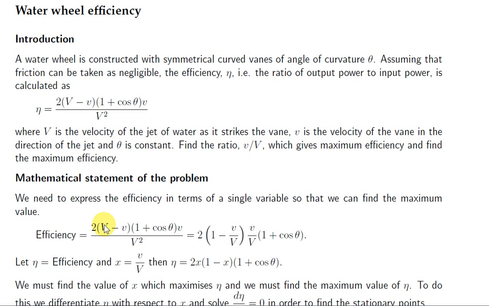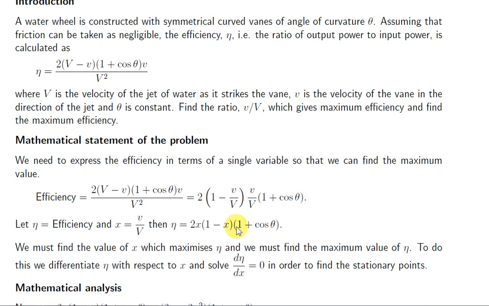So to do that, we can take this factor up here, big V minus little v, put it over big V squared. Big V over big V squared is 1 over big V, and then we have little v over big V squared, and we can take out 1 over V, and we're left with 1 minus little v over big V. 1 over big V is taken out, and we have little v here. We can put that on top, and then we're left with the 2 and the 1 plus cos theta. So we want our independent variable to be little v over big V, so let's call that x.